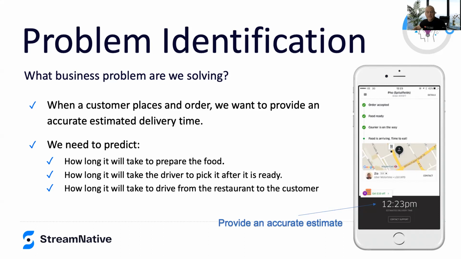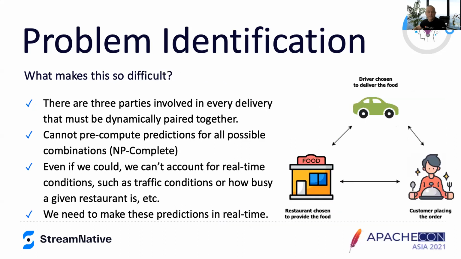But in order to make that prediction, we need to really predict 3 separate things, right? How long is it going to take the restaurant to prepare the food? How long is it going to take the driver to pick up the food after it's been prepared? So that's the transit time for the driver from where they are to the restaurant itself. And then how long it's going to take the driver to drive from that restaurant once they've picked up the order and ultimately arrive at the customer's location. You need to identify and predict all 3 of those things in order to get an accurate estimation.